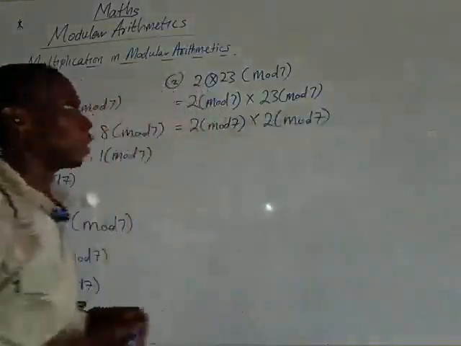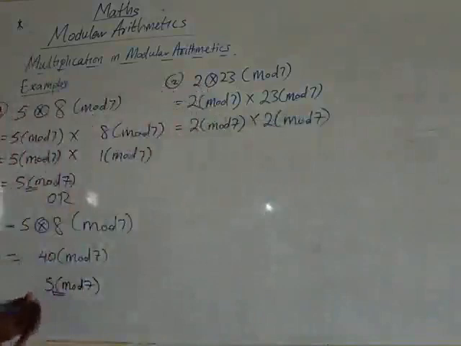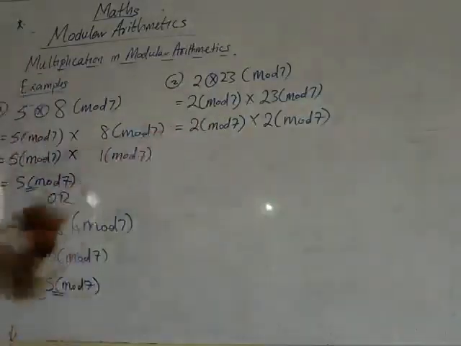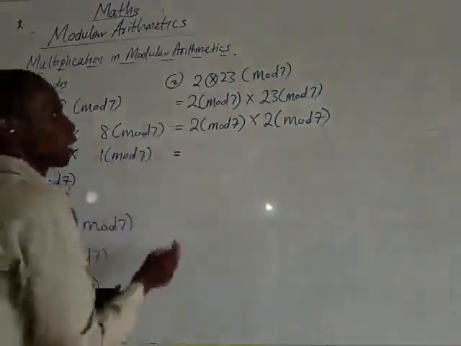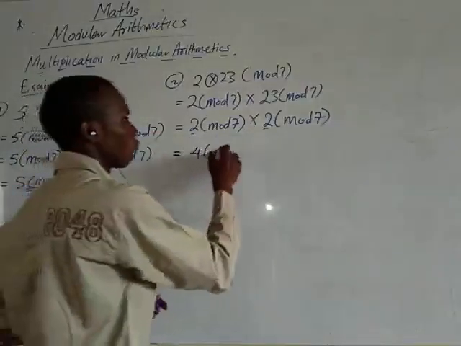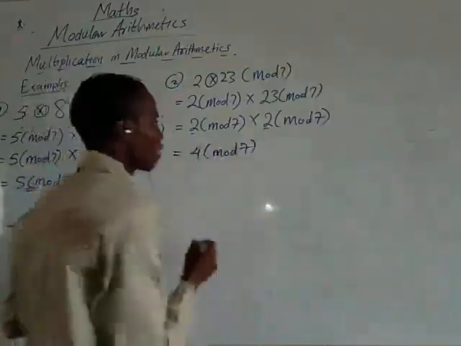Remember, I told you that under modular arithmetic, we deal with the remainder as the integer for our values. So I can now go further by multiplying the integers. 2 times 2 is 4. 4 mod 7 will be our answer.